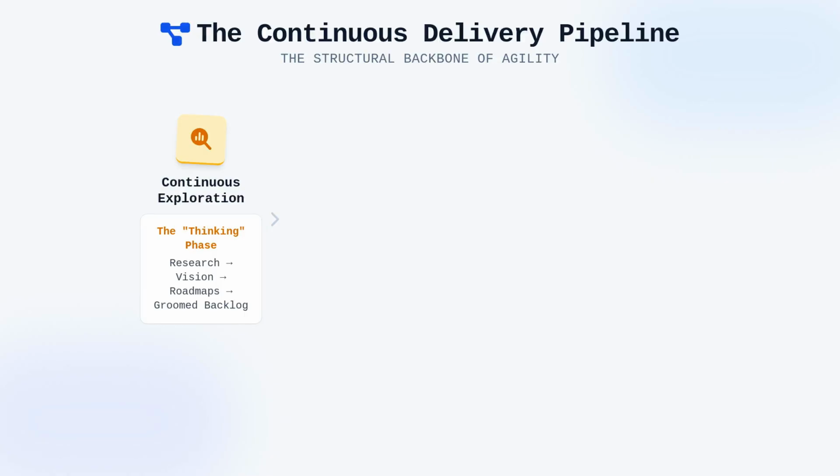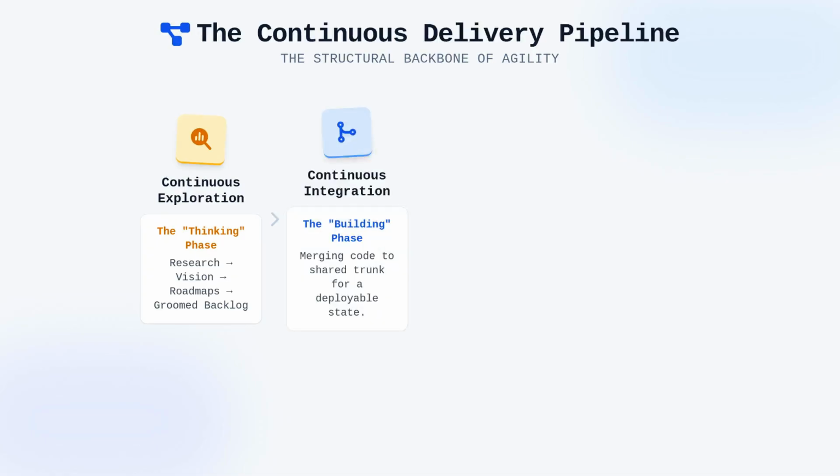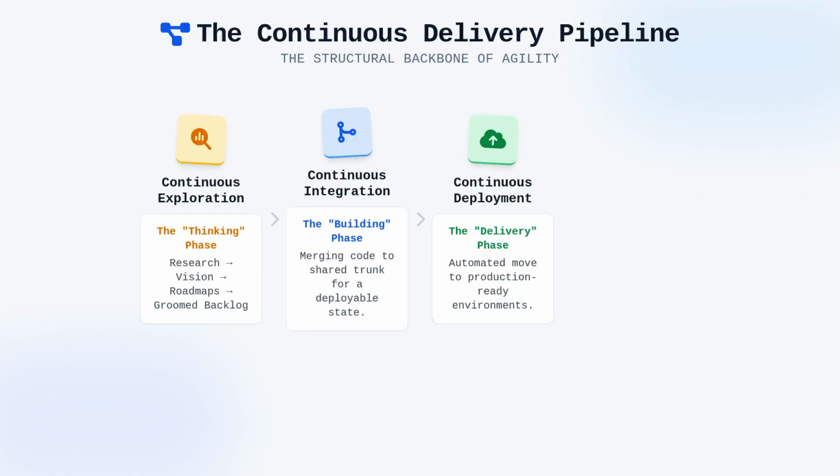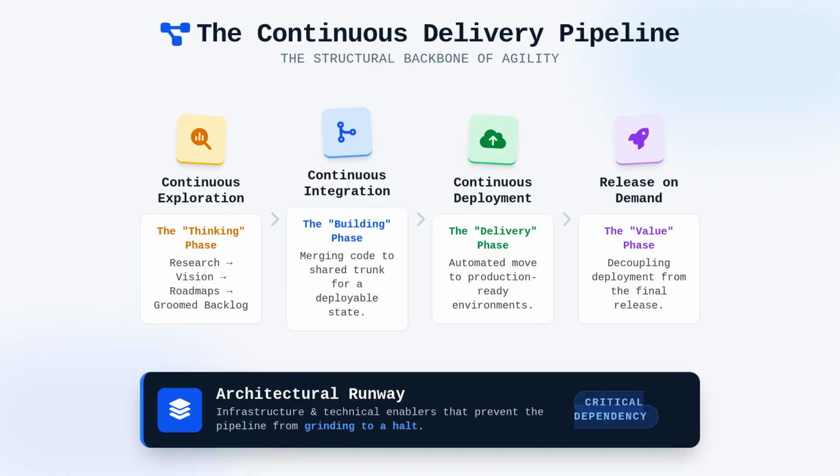needs before building them. Once the work moves into development, continuous integration takes over by bringing code together from different contributors into a shared trunk, ensuring that it remains in a deployable state. This requires a robust architectural runway, as you cannot maintain a pipeline without the necessary infrastructure and technical enablers supporting your base systems. If the infrastructure does not support rapid integration, the entire pipeline grinds to a halt.